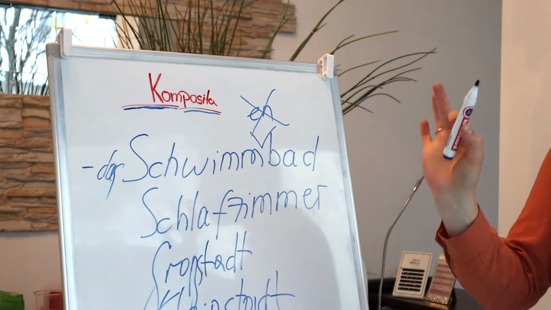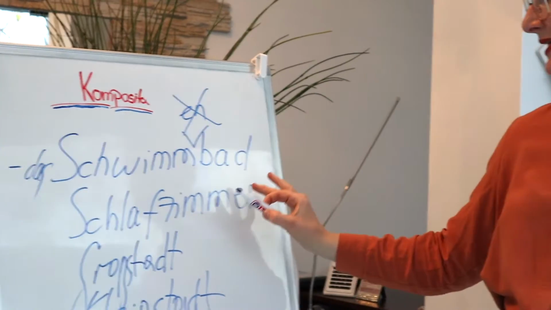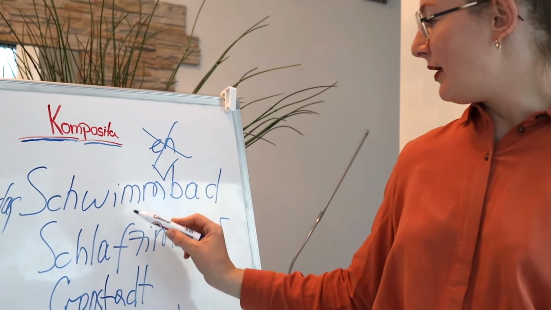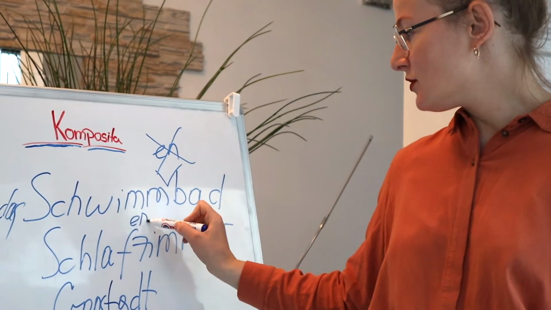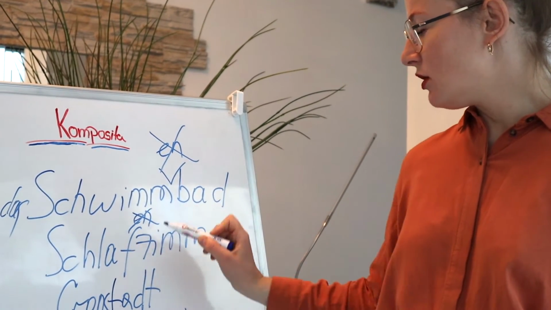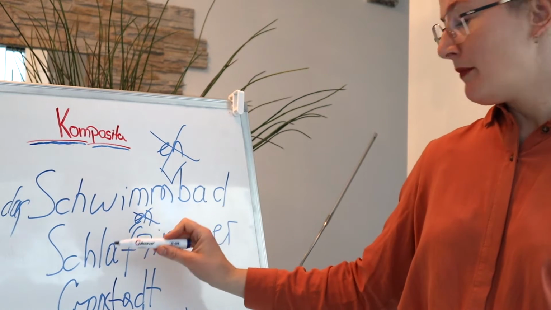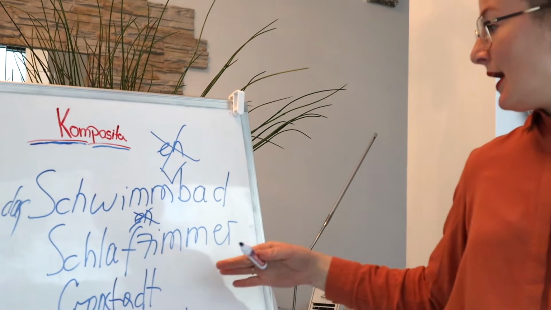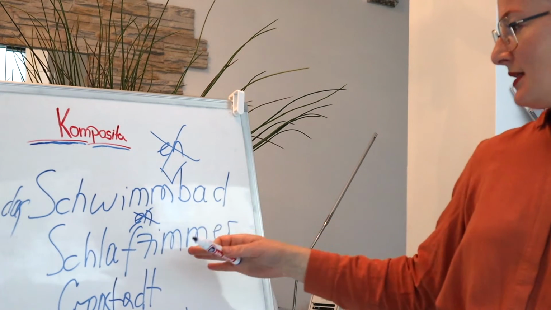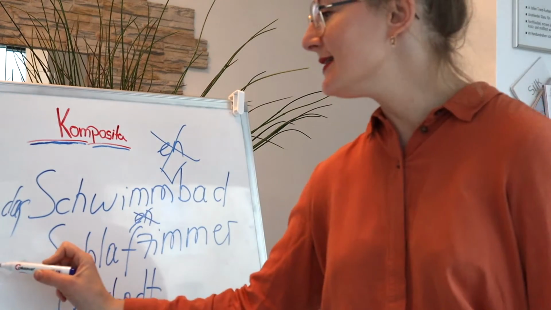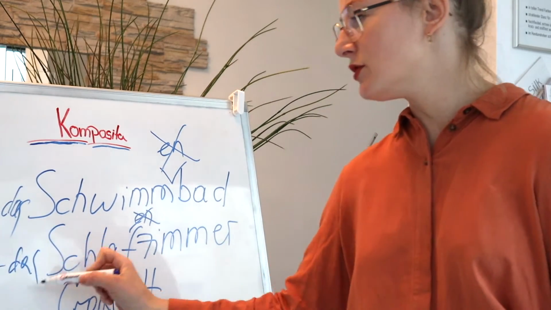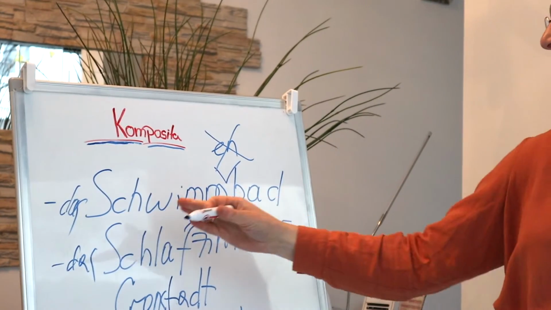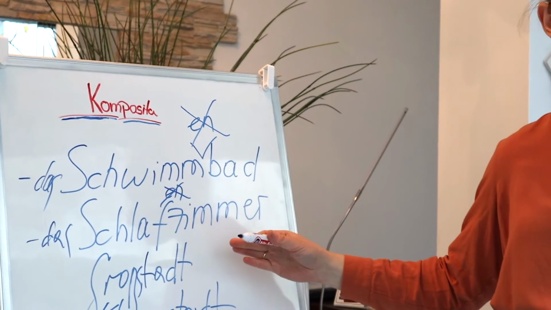Another example of a compound consisting of a verb and a noun is Schlafzimmer. The same story, you get rid of the ending -n, but schlafen is sleep, and what remains is Schlafzimmer, again das Zimmer, and so you've got the beautiful compound das Schlafzimmer, the bedroom.